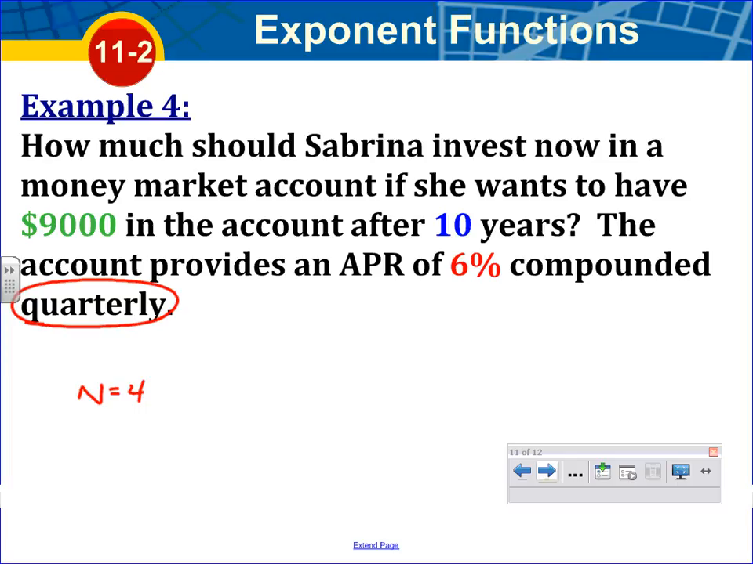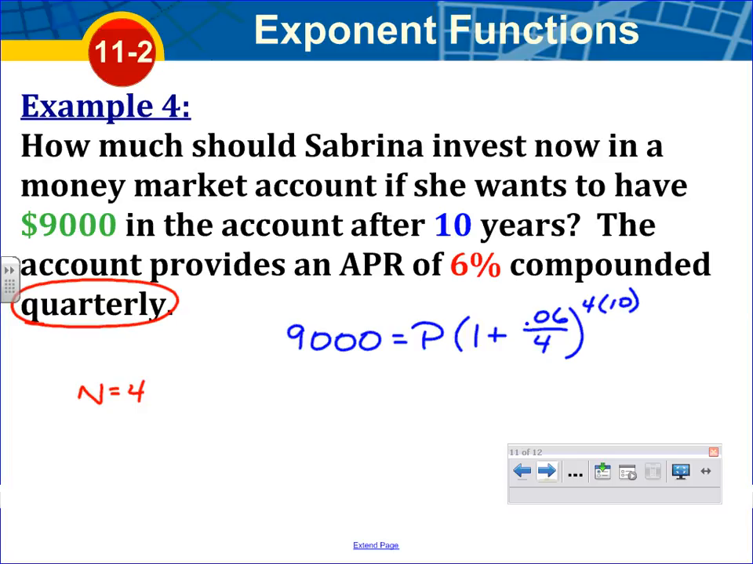So we're going to have to do a little bit of solving right here, but no biggie. So the 9,000 is going to be your A. And we don't know what our initial amount is. We don't know what our principal is. So the P is what we're going to be solving for. Parentheses go there. And then you're going to have 1 plus, our percent is 6%, so 0.06 divided by 4, to the 4 times 10 power.